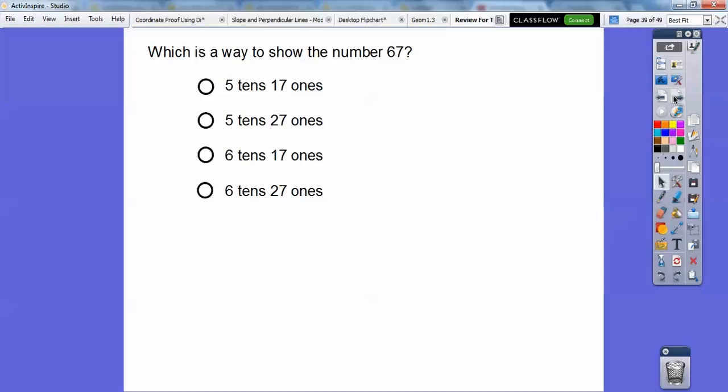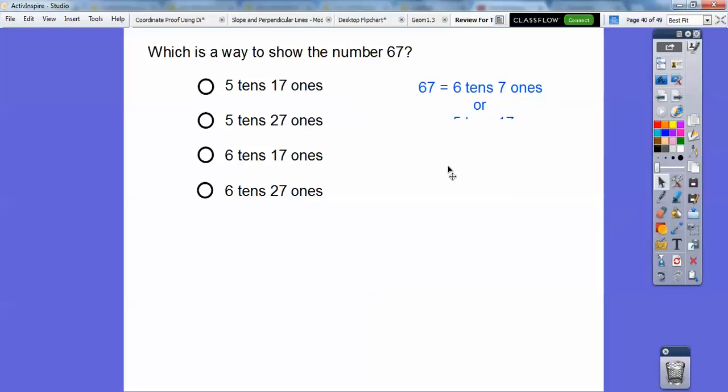Which is a way to show the number 67. Okay, 67 is the same as 6 10s and 7 1s. Well, that's the same as 5 10s and 17 1s. So if I decrease the 10s by 1, it increases the 1s by 10. That's the same as, let's decrease this by 1, is that one over here, 5 10s, 17 1s? Yeah, it's this guy right here.